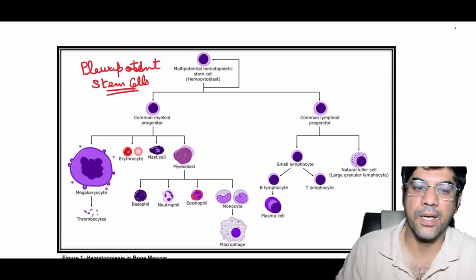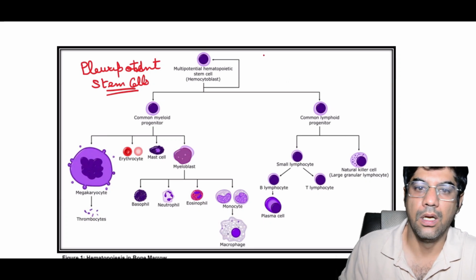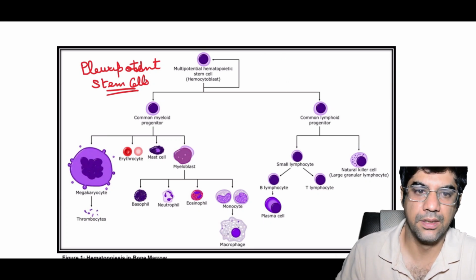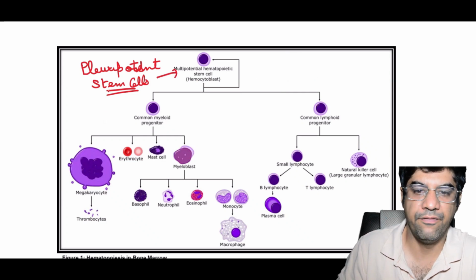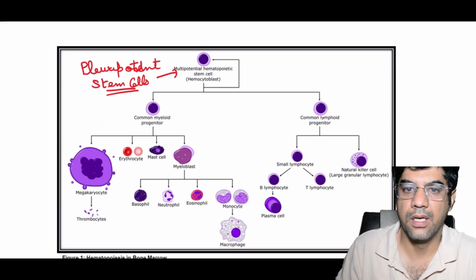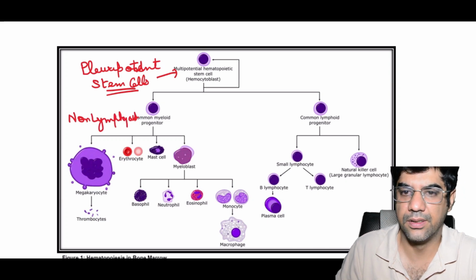Now these pluripotent cells can give rise to two types of multipotent stem cells. That can be non-lymphoid stem cells and lymphoid stem cells.